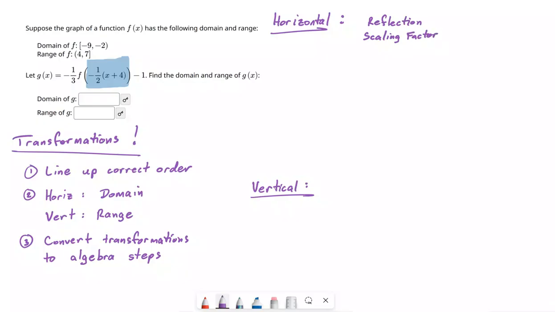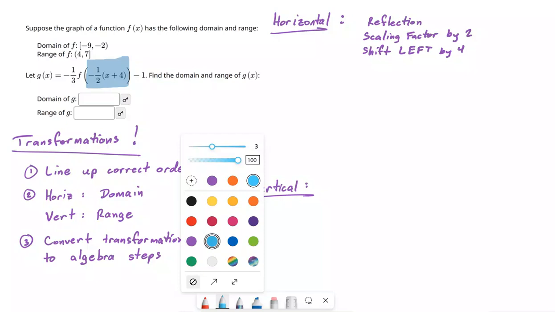Now, this is tricky because if you remember, everything in the parentheses is always a little backwards from what you expect. So when I see 1/2 inside the parentheses, I know that's actually a scaling factor by 2, not by 1/2. And then there's a shift also, but that's backwards time again. Remember that +4? That actually means a shift left by 4. So that's the order that I'm going to go in. Remember, shifts come last, and horizontal is the tricky one because everything's kind of backwards in there. So let's go ahead and do this.